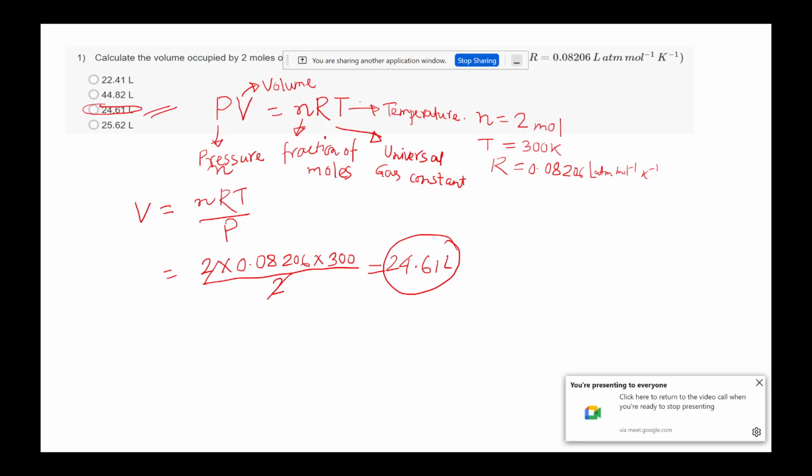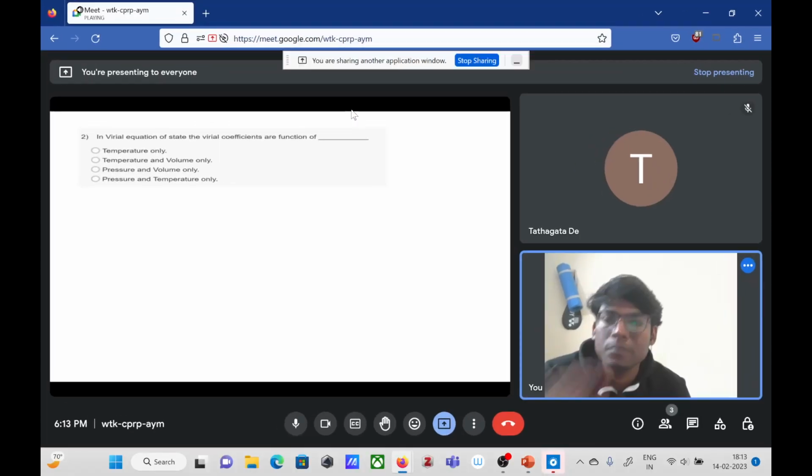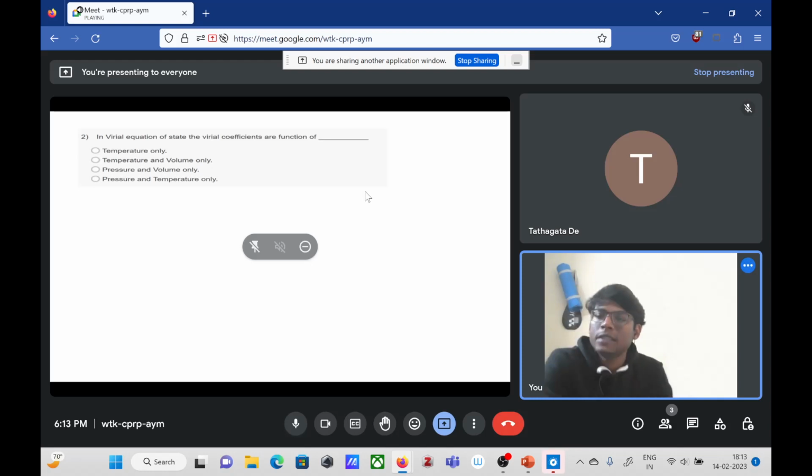Okay, then next. The next question says: in the virial equation of state, the virial coefficients are functions of dash. The first option is only temperature. The second option is temperature and volume. The third option is pressure and volume only. And the fourth option is pressure and temperature only. So, any guess?